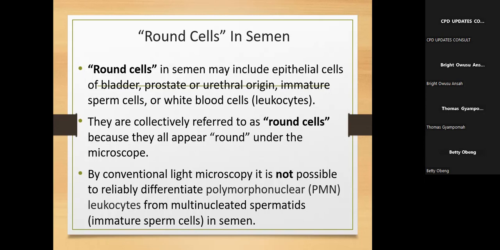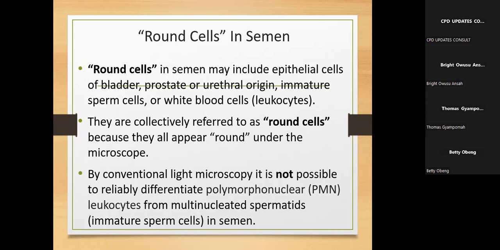So what we're saying here is that on the face value, most of the cells you see, other than the sperm cells, all look round. Okay, so if you say round cells, you are not compromising yourself. You don't want to say this is an epithelial cell, only to find out it's not even an epithelial cell, but an immature sperm cell. So once we say round cells, anything which is round, and they include the epithelial cells from the bladder, the prostate, and the urethra, they all look round. That's why collectively they are called round cells.